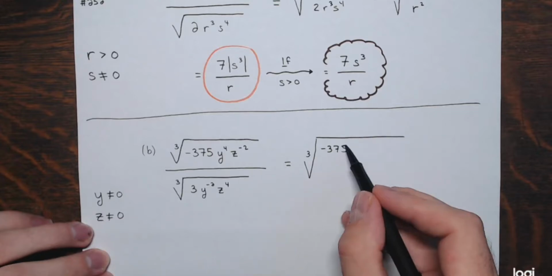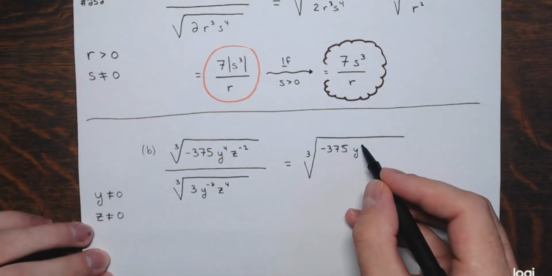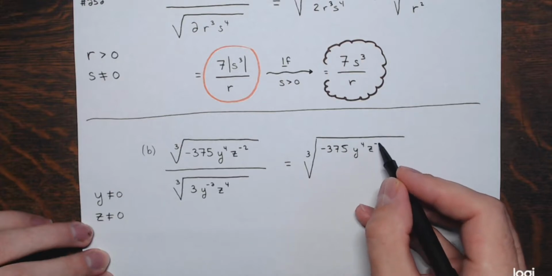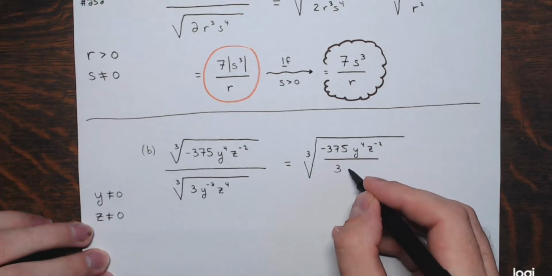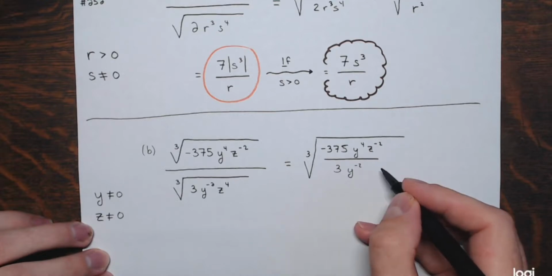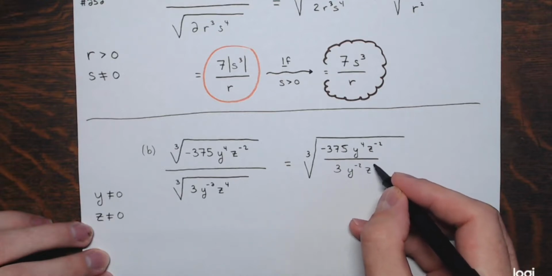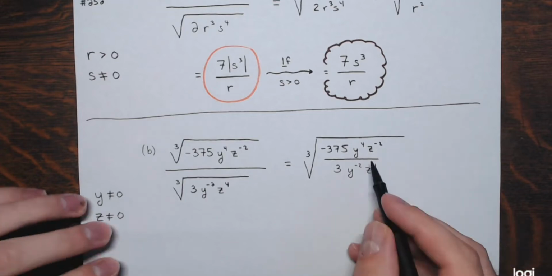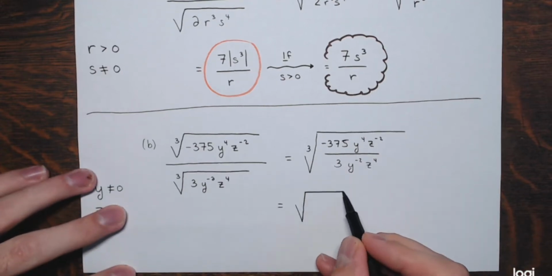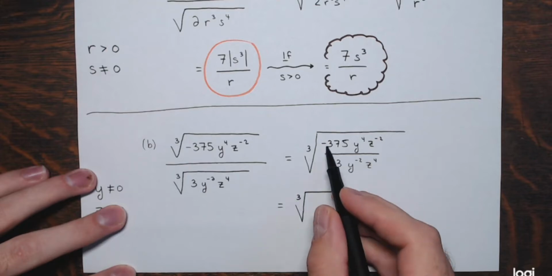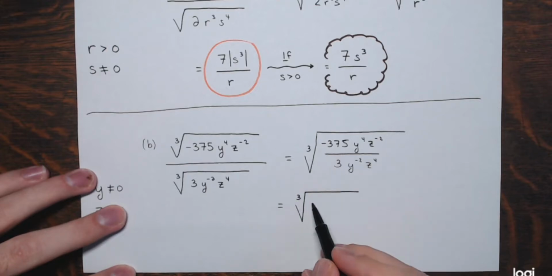So negative 375, y to the 4th, z to the negative 2nd, divided by 3 times y to the negative 2nd, z to the 4th. And then let's simplify this. Right? This is the cube root. Now, negative 375 divided by 3 would be negative 125.